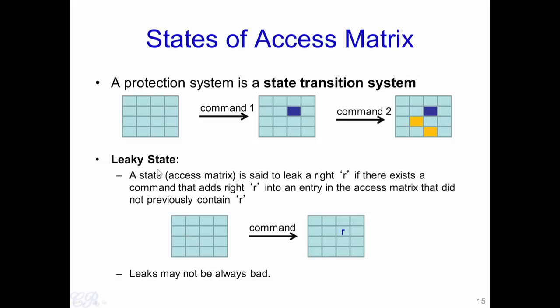Based on this we define what is known as a leaky state. A state of the access matrix is said to leak a right R if there exists a command that adds the right R into an entry in the access matrix that did not previously contain R. What this means is that we have the state of the matrix here and we run a command, and as a result there is an R or write R which is entered into this particular matrix. So, we say that this particular state of the matrix leaks R.